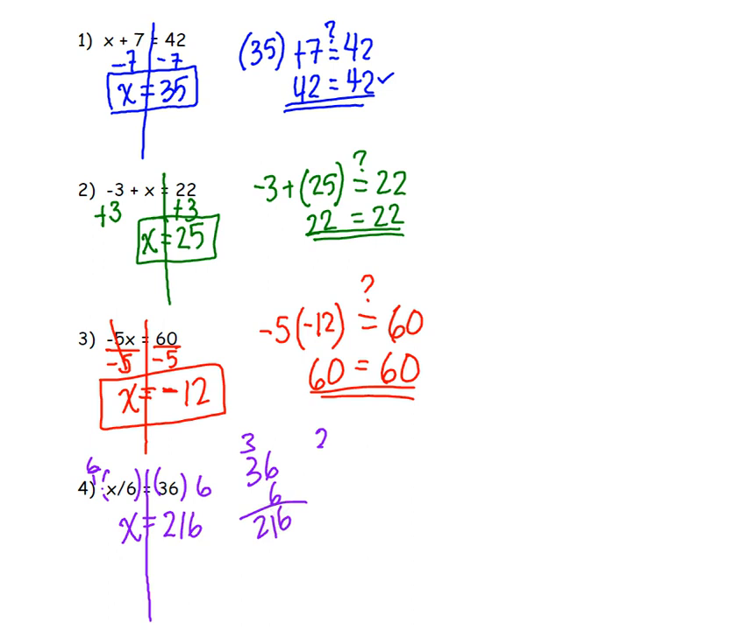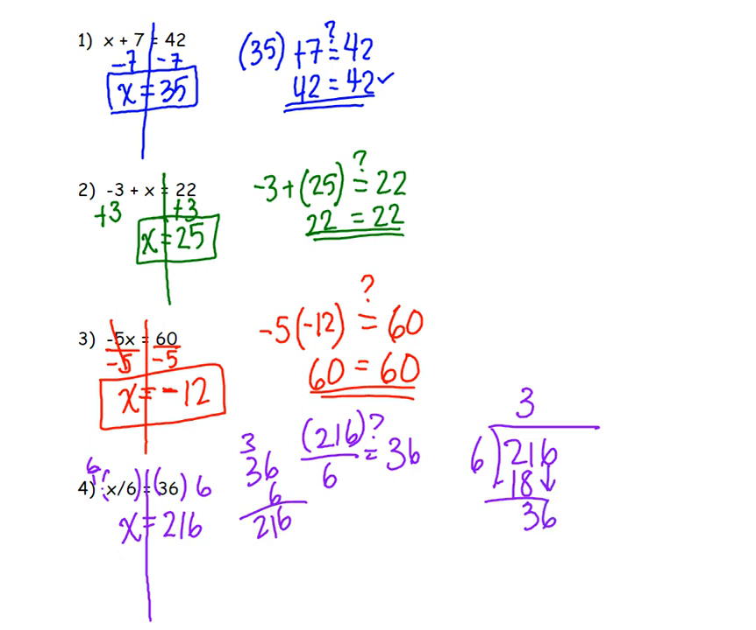I need to know if 216 divided by 6 equals 36. I'm going to do a little long division here. 6 goes into 216. 6 goes into 21 3 times, because 3 times 6 is 18. So then I subtract 21 minus 18 is 3. Bring down the 6. 6 goes into 36 6 times. So that comes out even. So this is 36, which does indeed equal 36. So x is 216.